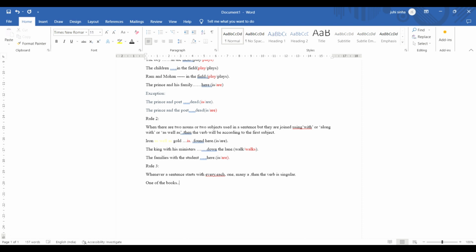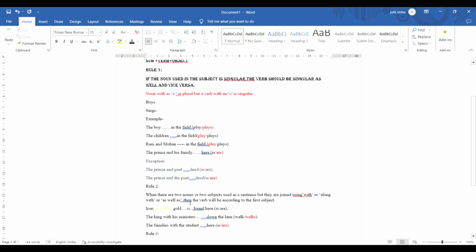One of the books dash. What will you fill here? Is. Because we're talking about one of the books, not all. Each one is happy. Everyone is pleased. Okay, so I hope you have understood what rule 3 states: whenever a sentence starts with each, every, one, many a, then the verb is singular.